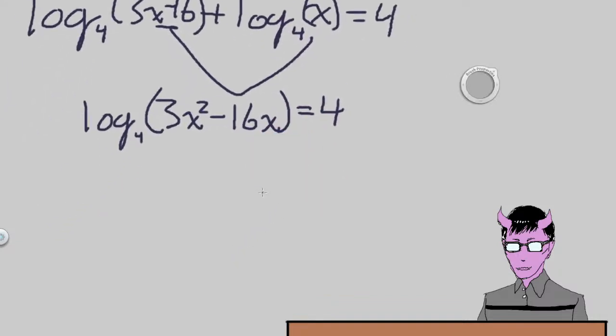Alright. Takes us back to this nice situation now. We just have a single log term on one side and then a constant on the other side. So take 4 to the power of 4 equals argument. So 4 to the power of 4 is equal to, what is that? I don't know off the top of my head. But let's copy paste this.